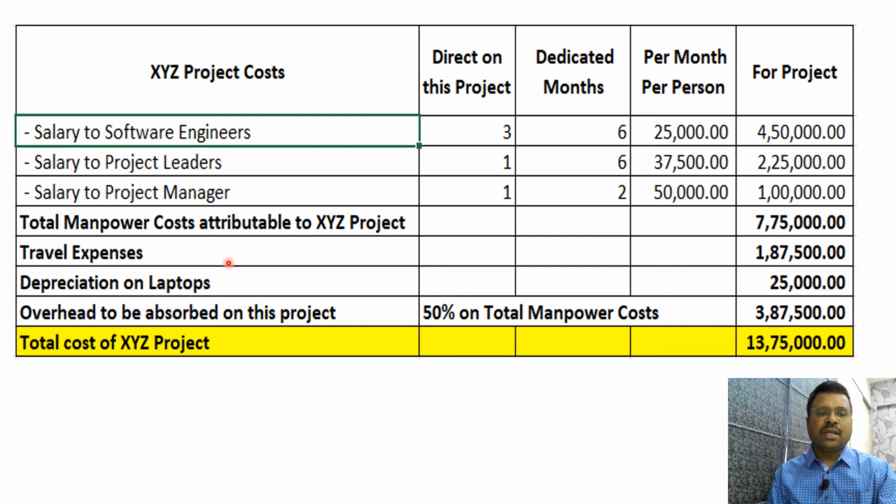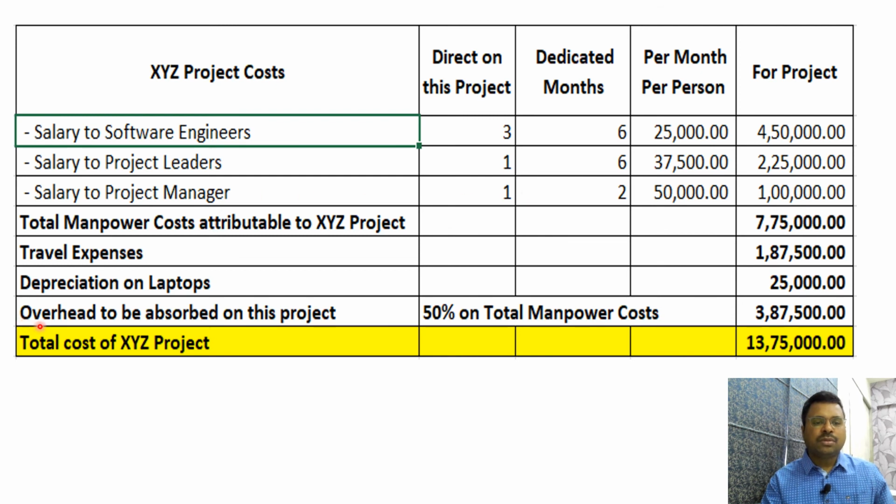Further, it is very clearly mentioned that travel expenses which are incurred on this project is 1,87,500. So directly taken for this project. And depreciation on laptops, 2 laptops were purchased and life of the 2 laptops is 2 years and total cost of the laptops is 1 lakh. So for 6 months, the duration of this project is 6 months, the depreciation is 25,000 rupees and this is attributed to this particular project.